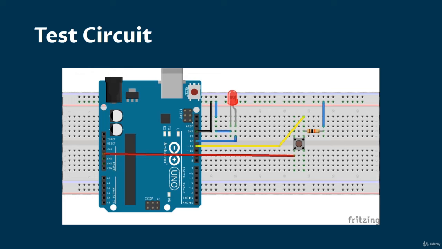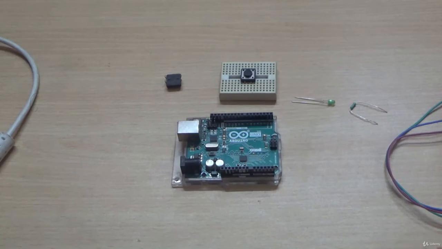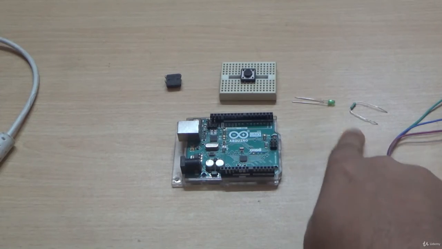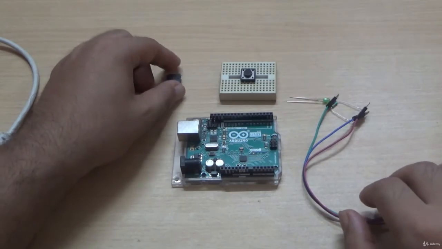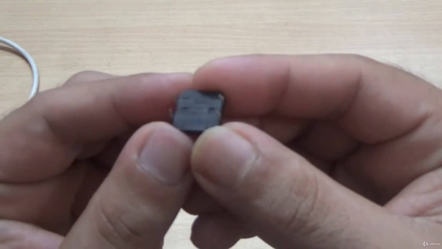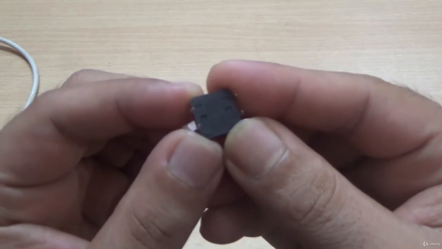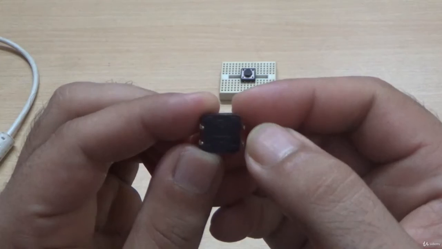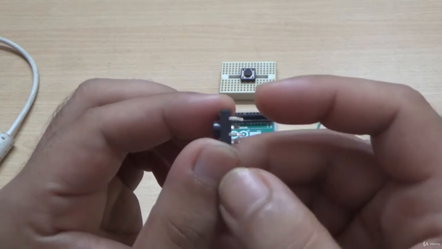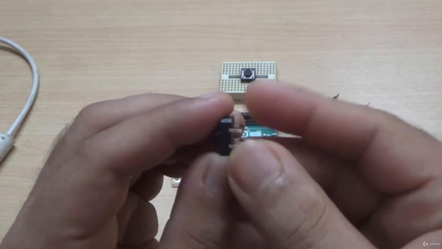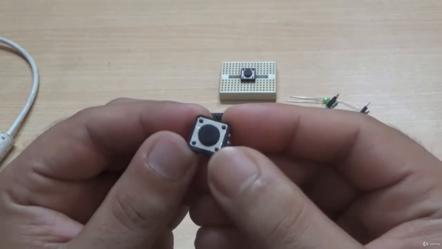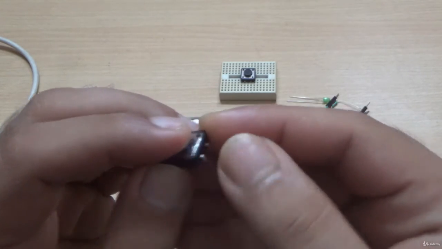Now let's make the circuit physically. Here what I have: an Arduino Uno board, one breadboard with a push button, one green LED, one 10k resistor and 3 jumper wires. So this is the switch. If you look at it like this, these two pins are shorted and these two pins are shorted. And when the button is pressed, see, these two pins get shorted. So this is how a push button works. This button is called a tic-tac switch.